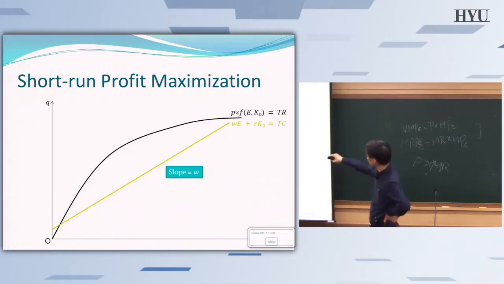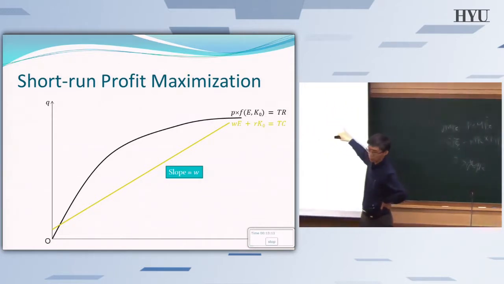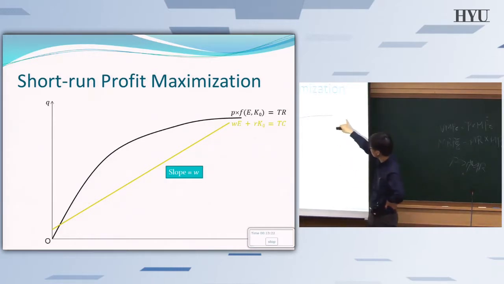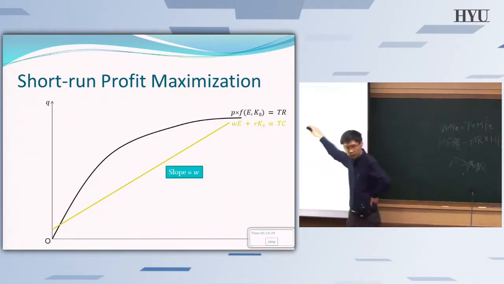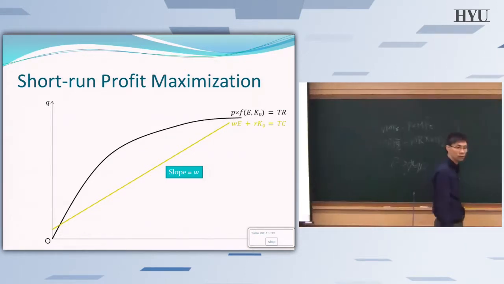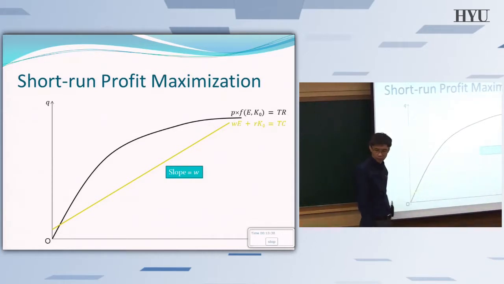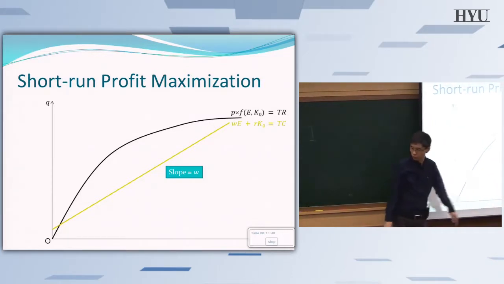And so the total cost is just the RK0, which is the capital cost, which is fixed. And WE is the labor cost, wage times labor input. So this part, that's the intercept. And WE is obviously this line. The slope is W. So the slope of this yellow line, the total cost line, is the wage.